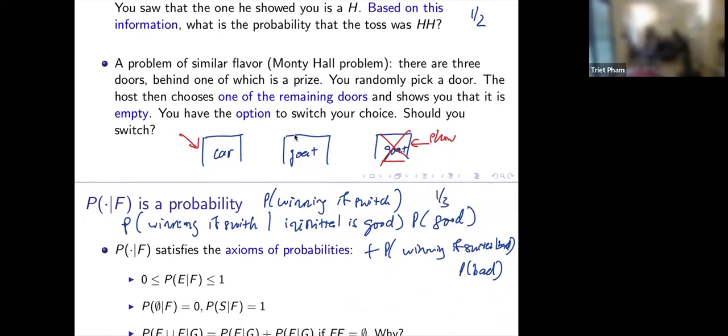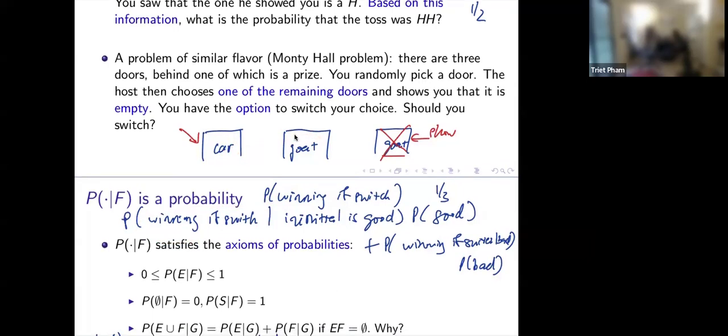But if your initial choice is good and you switch, then the probability of winning is 0, because you switch to the bad choice, correct? But if your initial choice is bad, then if you switch, you guarantee a win. So therefore, the answer is 2/3.